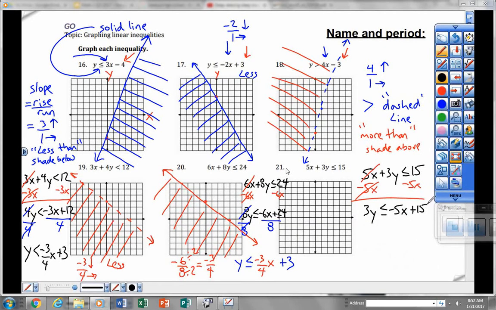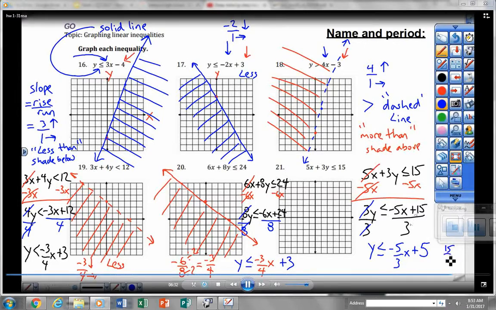Divide everything by 3 right there. Dividing by 3 will not flip my inequality. That gives me y less than or equal to negative 5/3 x plus 15/3, which gives me 5. Remember, 15 divided by 3. That's where I get that 5 right there for my y-intercept.